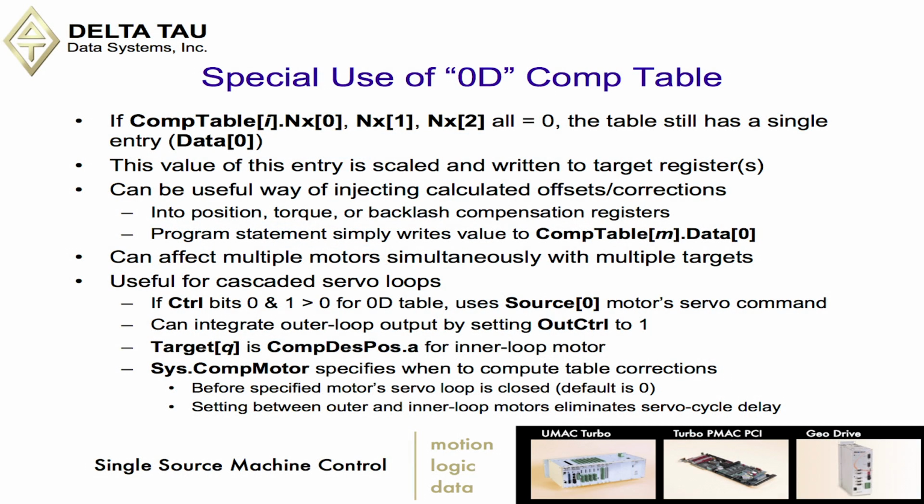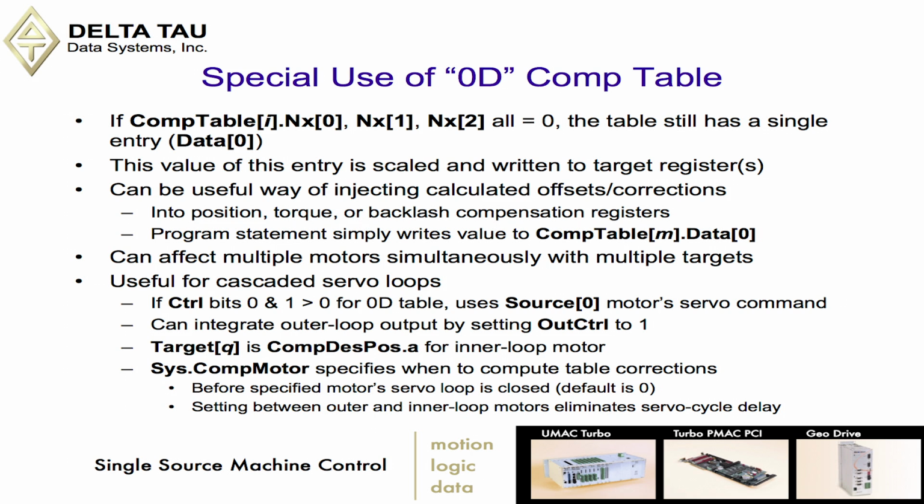You can set up what we would call a 0-dimensional compensation table. And so it still has a single entry, data 0, and the value is scaled and written to the target registers. So this could be a useful way of injecting calculated offsets or corrections into either position, torque, backlash, or backlash compensation registers. And then you just simply write to the data value of the table. And then every servo cycle, that value is then scaled and written into the PID loop.